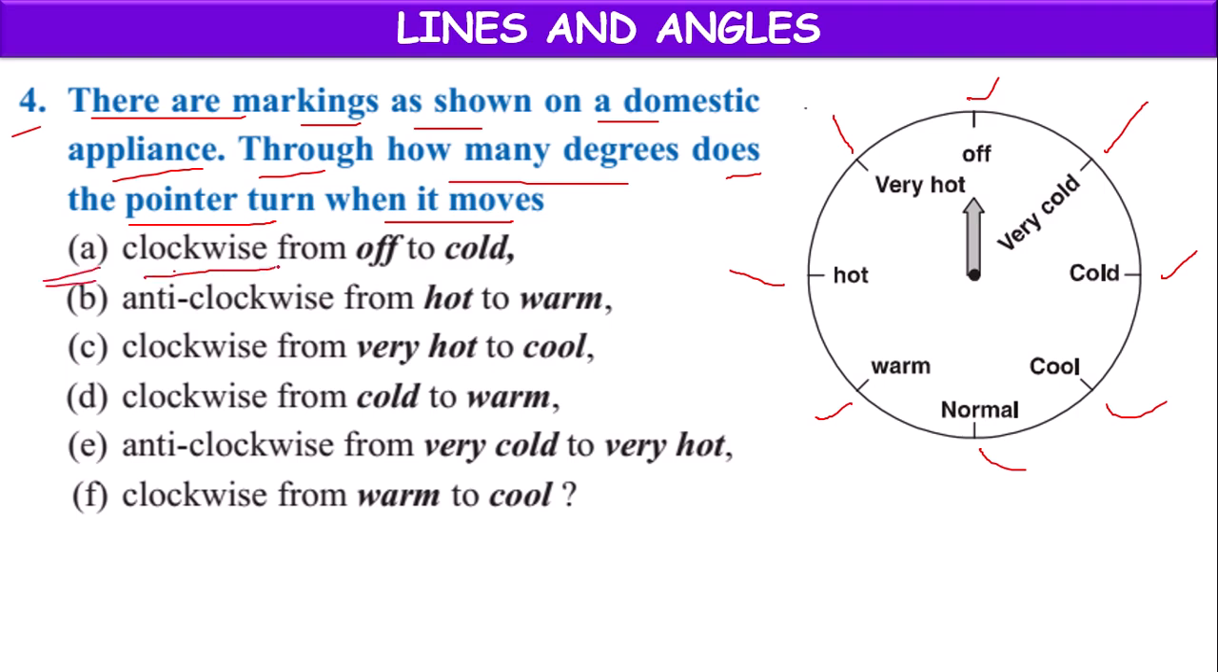So in the question, clockwise from off to cold means this hand, as in a clock, is moving from off to cold through this arc. So what is the angle made by this arc length? Normally we used to have 12, 3, 6, 9 in the place of these words. Moving from off to cold means indirectly it is moving from 12 to 3. The angle between 12 and 3 is 1/4 part of the complete angle, which is equal to 90 degrees.